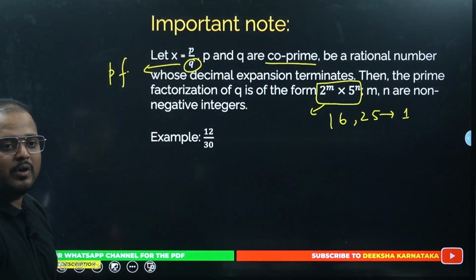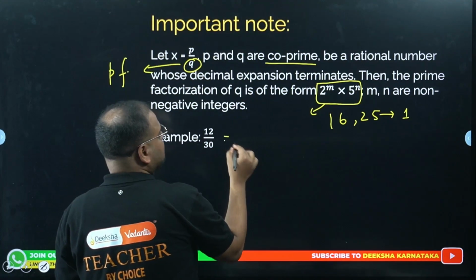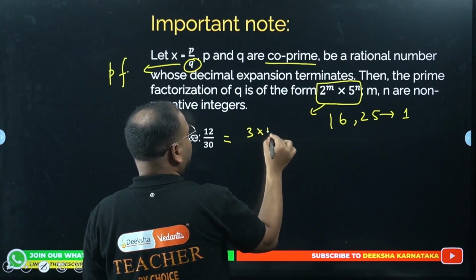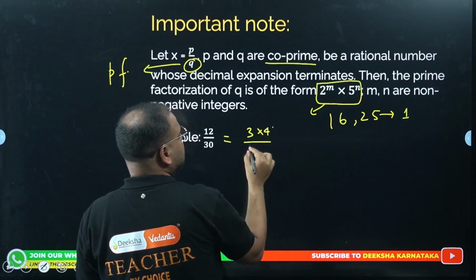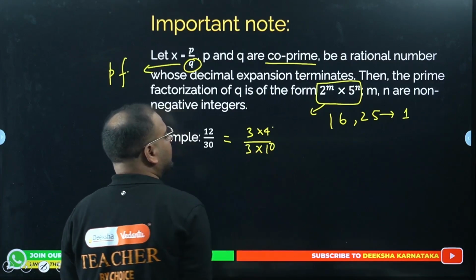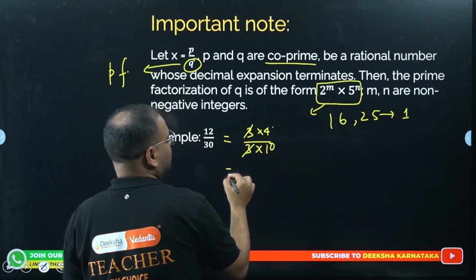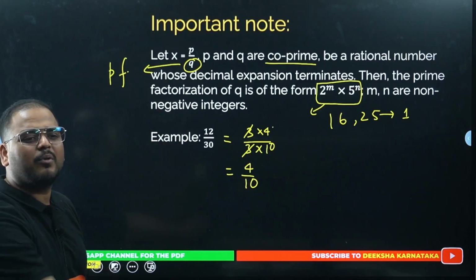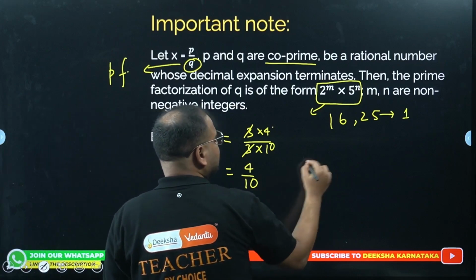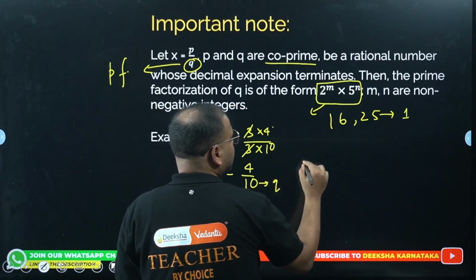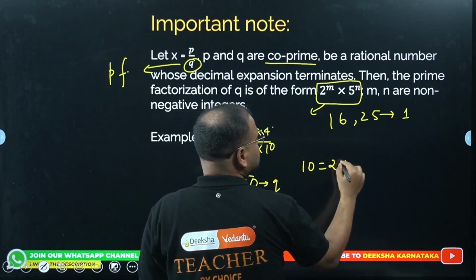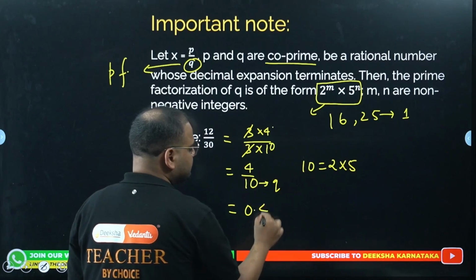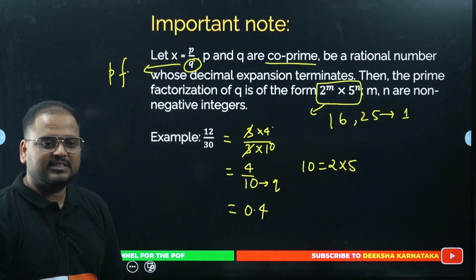Let's take this example, 12 by 30. How can we write this 12 by 30? Simplify it: 3 times 4, and 30 is 3 times 10. Cancel 3's. What is left? 4 by 10. I can simplify it further, but I want to show it in the form of 2 and 5. So this 10 is nothing but q, and I can write this 10 as 2 times 5. And we all know the decimal expansion of this is 0.4. It is terminating, no?